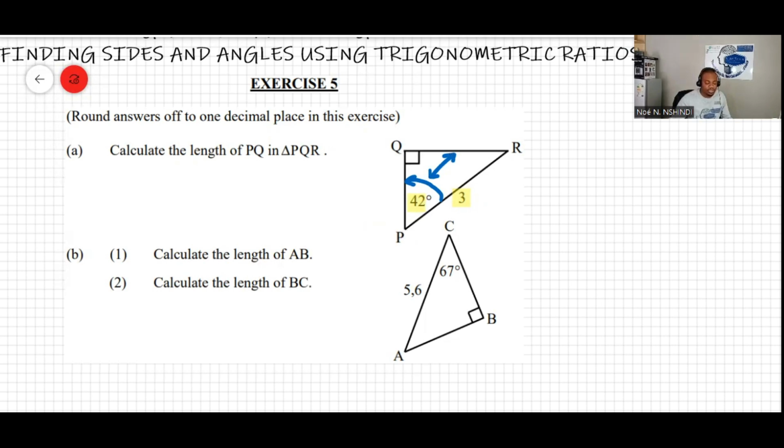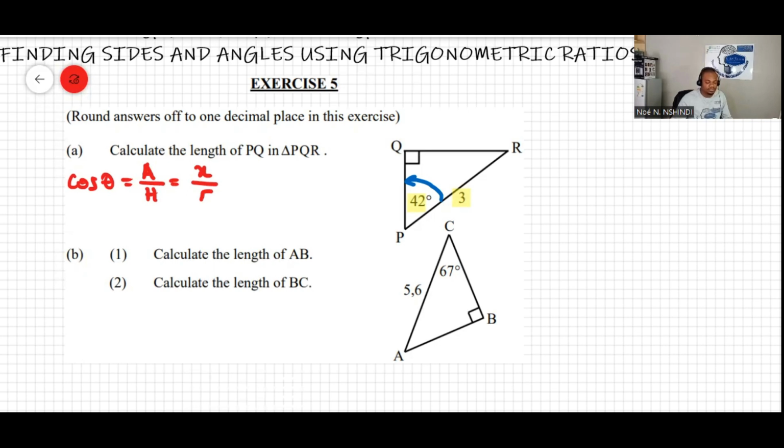But now I'm not looking for QR. The question says we need to find PQ. So because it is adjacent to PQ, we know the ratio says that cos of the angle is adjacent side over hypotenuse. Sometimes they say x over r, where x is the adjacent side and r is the hypotenuse.